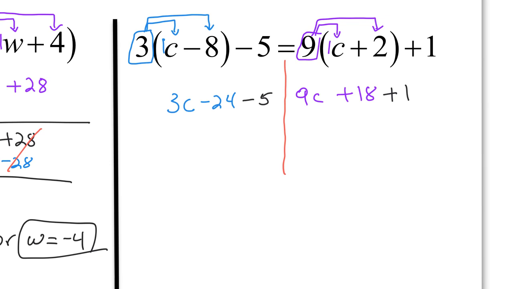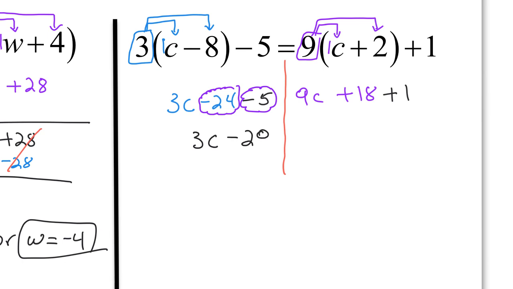So now you guys have to look for what else can you do on the left side and the right side. So let's go ahead and look on the left side. On the left side, I don't have fractions, but I do have like terms. The ones that are like terms are the constants, the minus 24 and the minus 5. They don't have variables, so we can combine. They have the same sign, so we have to add the numbers and keep the sign. So let me bring down the 3c first, 3c, and then I'm going to get negative when I combine negative 24 minus 5.